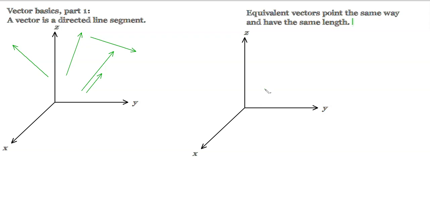Let me draw here a picture of a vector. So here is one. Then this is what you can do. You can make basically any number of copies that you want of that vector. It doesn't matter where they are positioned. These are all considered to be equivalent vectors because they all point in the same direction and have the same length, regardless of where they are positioned in our 3D coordinate system.